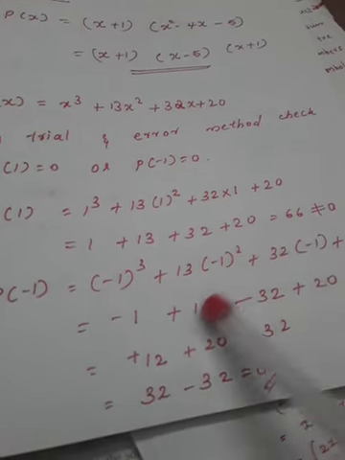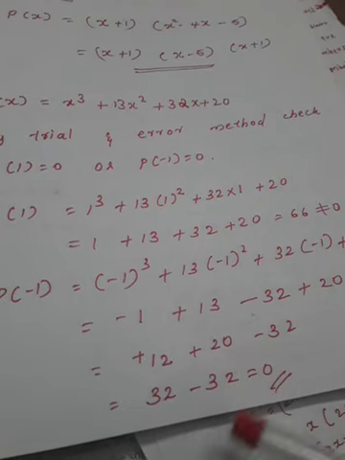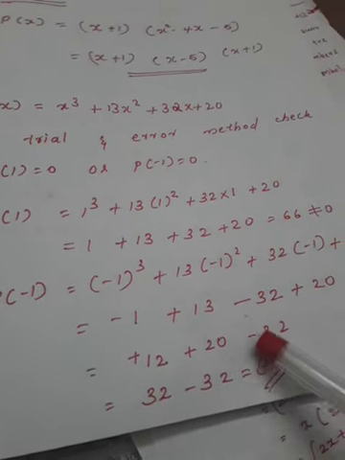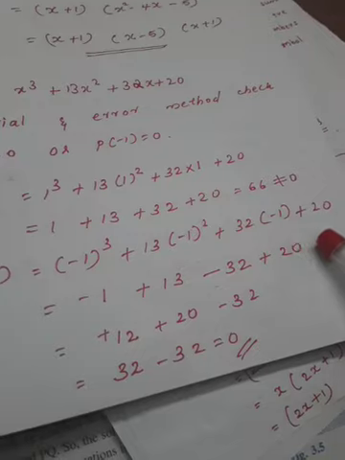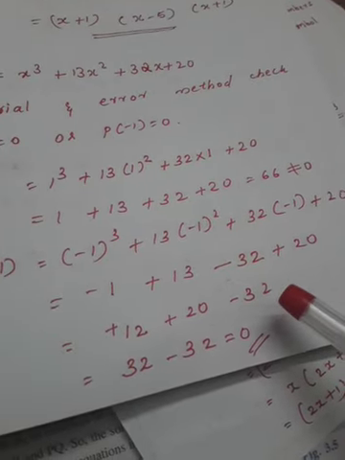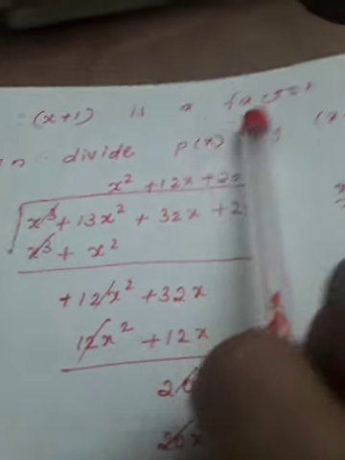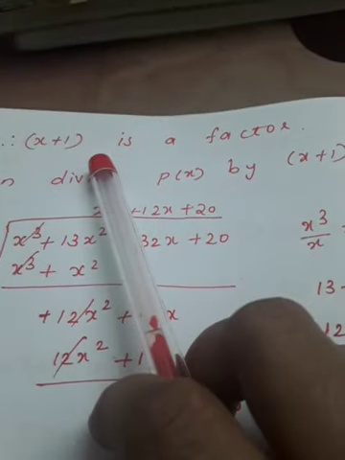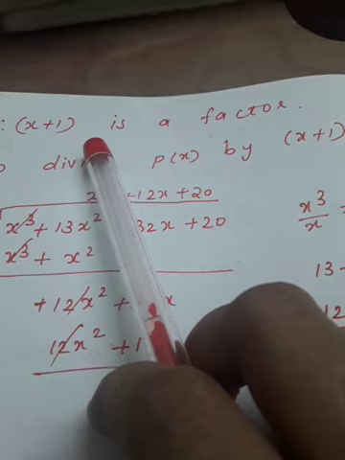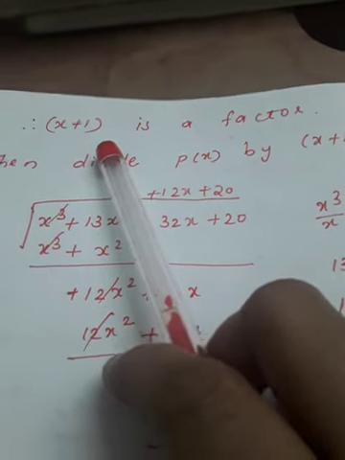So p of negative 1 is here 0. 32 minus 32, 0. Substitute the values and find out the answer. That will be 0. Therefore, x plus 1 is a factor. P of negative 1 is 0, so x plus 1 is a factor.